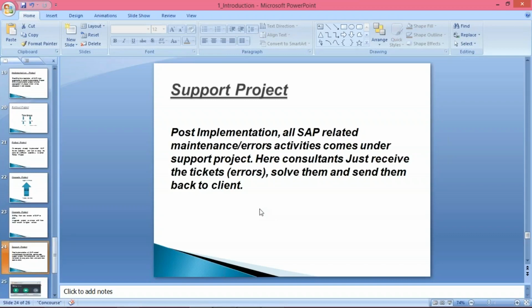So guys, this is all about the types of projects. That's all in this session. We have covered the introduction part: what is SAP, what is ERP, what total modules are there in SAP, and apart from this, the most important topic, the types of projects, which you guys should know. So that's all in this session, guys. That's all for today.